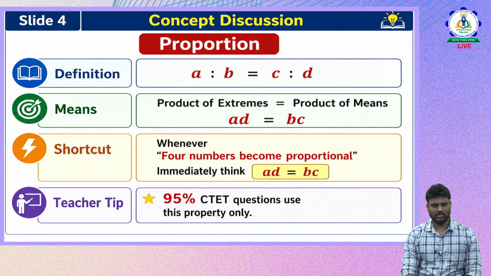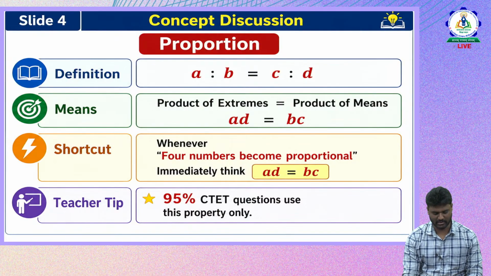Proportion is nothing but where two ratios are equal. It is a statement where, when we say that both the two ratios are equal, then we say that the given ratios are in the form of proportion. So that is the definition of proportion. Let us see that definition.